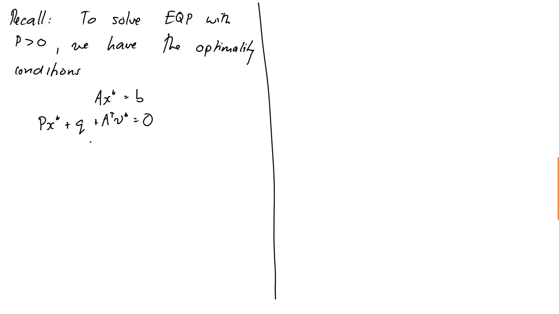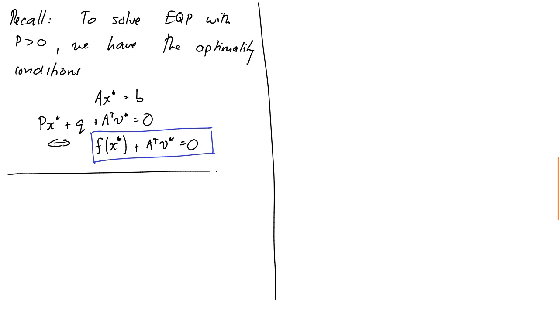I'll just write the second one in a slightly different way, more generally, as gradient f of x star plus A transpose nu star equals 0. Last lecture I basically stated this result without proof, so we're going to take a closer look at it today and show that it does actually work.